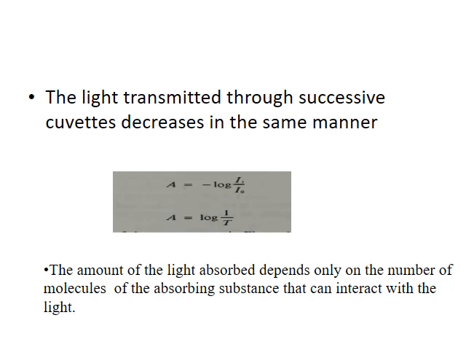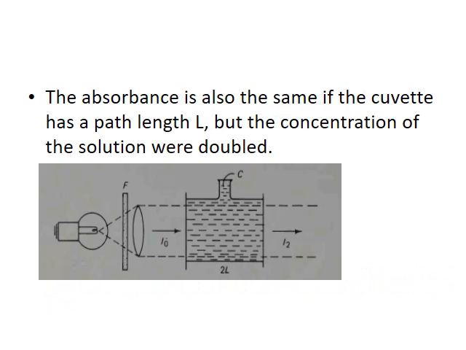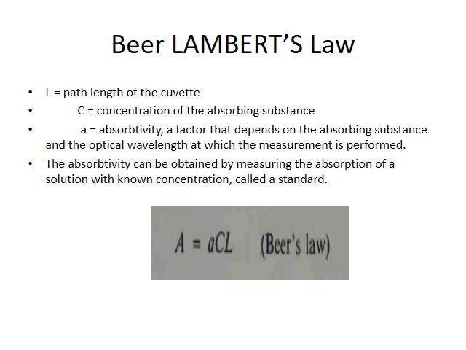The amount of light absorbed depends only on the number of molecules of the absorbing substance that can interact with it. The absorbance is also the same if the cuvette has a path length L but the concentration of the solution were doubled. So the absorbance can be determined by using Beer-Lambert's law. It is written as A equal to a into C into L. Here a is the absorptivity, a factor that depends on the absorbing substance and the wavelength at which measurement is performed, C is the concentration of the absorbing substance, and L is the path length of the cuvette. In this way, the absorbance of the substance is measured.